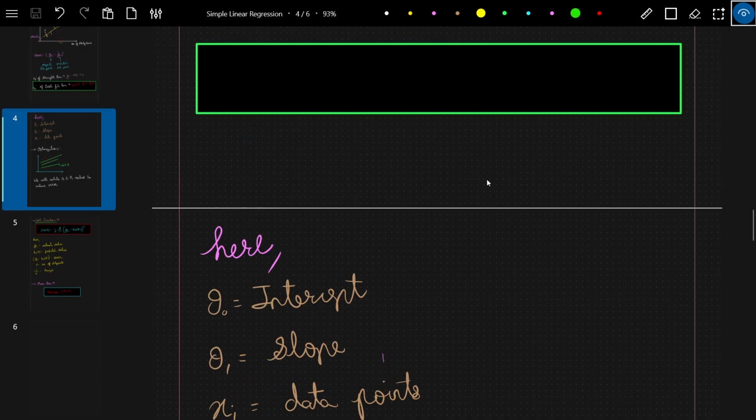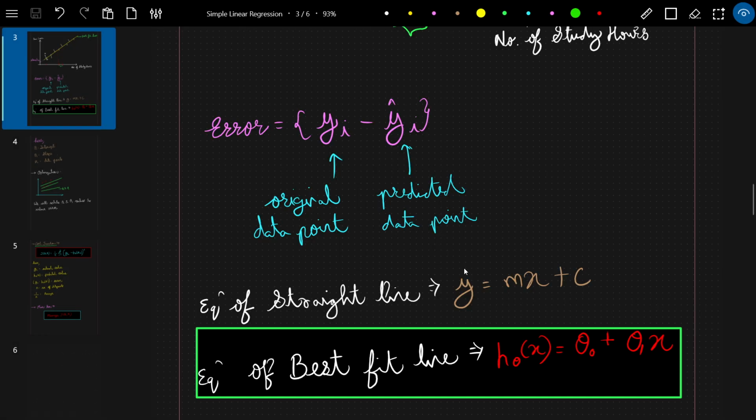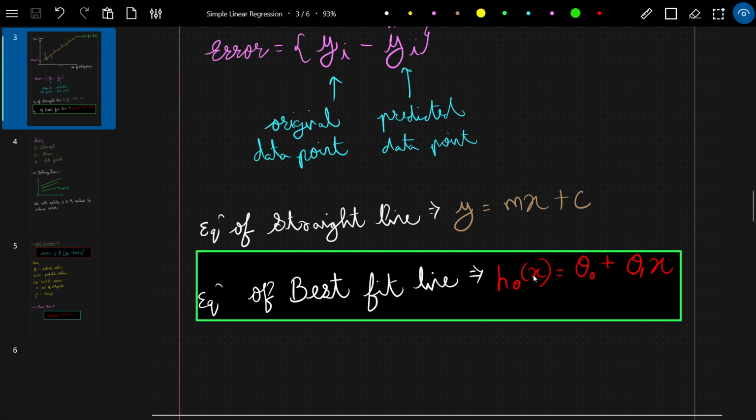Now, how it's the intercept and how it's the slope, I have already discussed in our previous video. We have already compared it with the equation of a straight line. What was the equation of a straight line? y is equal to mx plus c. Similarly, the equation of the best fit line is h theta of x equal to theta naught plus theta 1 x1. Theta naught is basically the intercept, guys. And theta 1 is basically the slope.